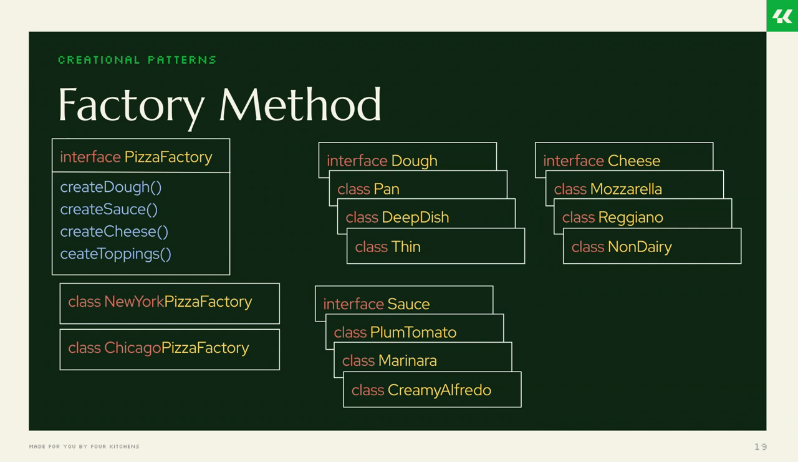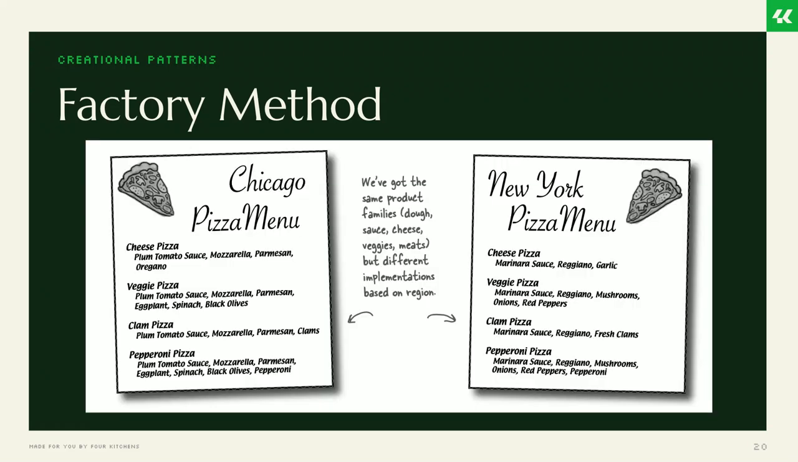And they don't have to apply to all of these. Maybe deep dish doesn't apply to New York. Similarly with sauces, maybe not all sauces are available in all areas, by appetite, by promotion. And cheeses. When I want to think about this on a menu, here are two of my franchisees' menus. I have Chicago's pizza menu versus New York's pizza menu.